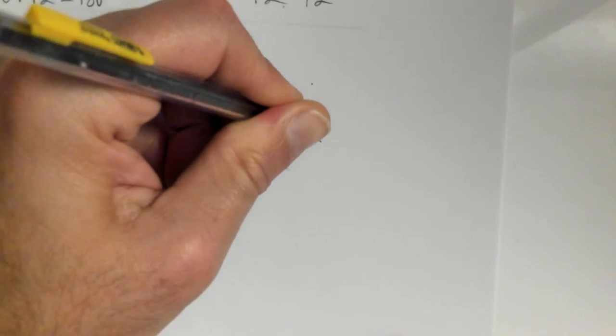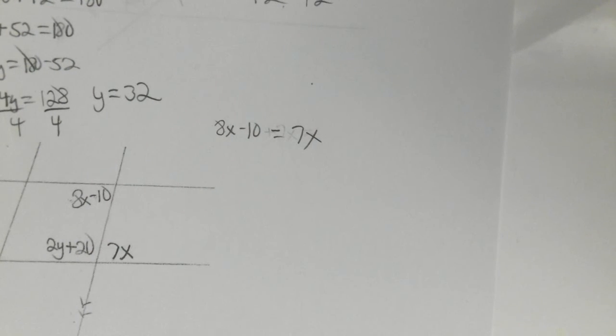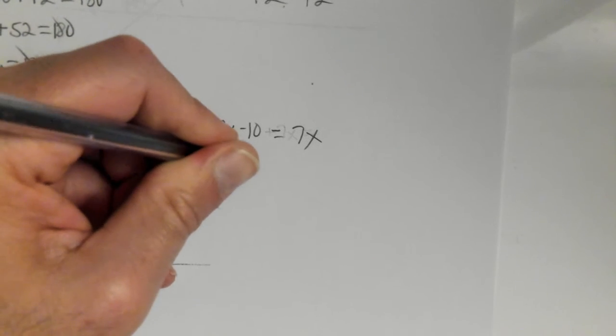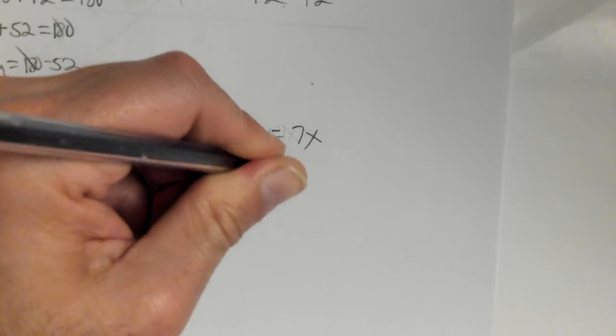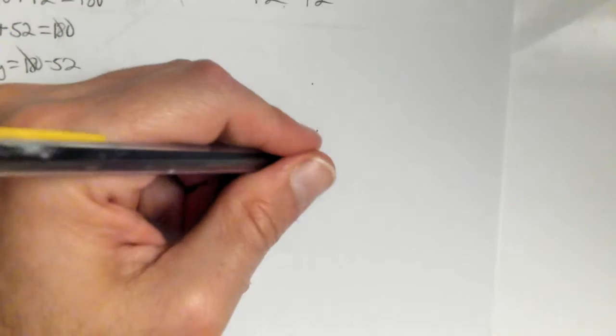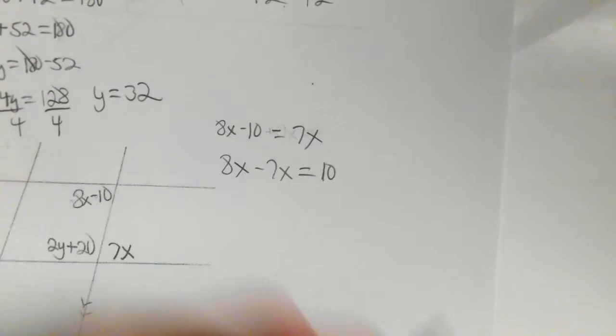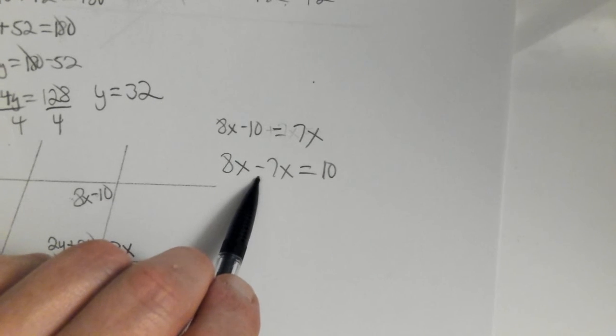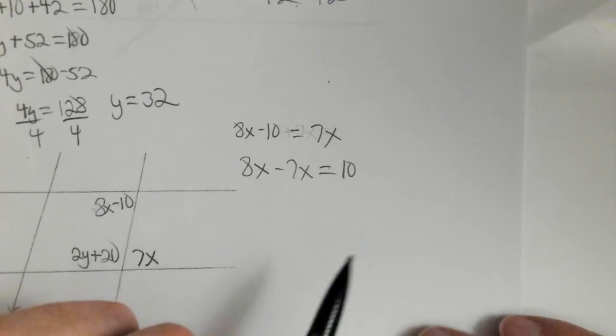So since they're the same, then 8x minus 10 equals 7x. Alright, so I want all the x's on one side and the regular numbers on the other side, so I'm going to go ahead and move the 7x over and change it to minus. But at the same time, the 10 is going to go over to this side and change to positive. So the 7x moved over here and changed sign. The 10 moved over here and changed sign.